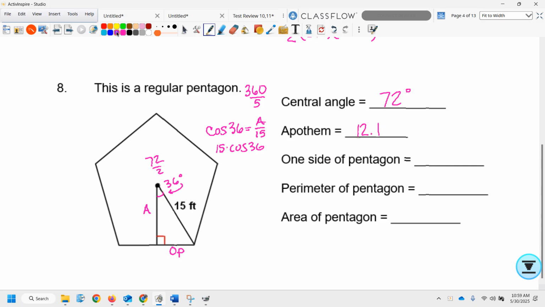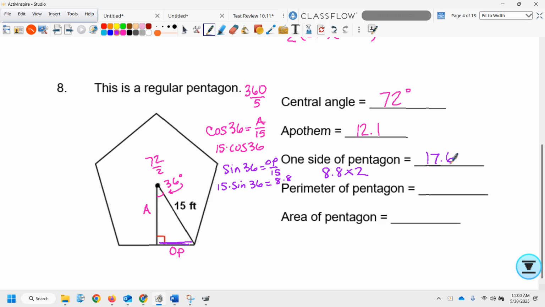All right, one side, we use sine. And 15 sine of 36 is 8.8. Remember, that's half of the one side. So you have to multiply. 8.8 times 2 is 17.6. All the hard work is over now.